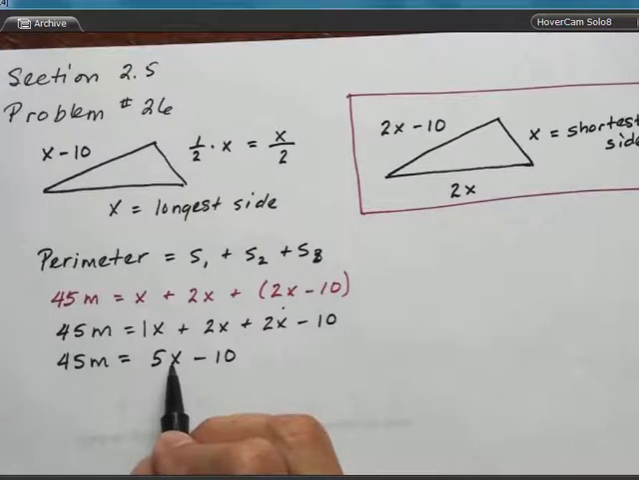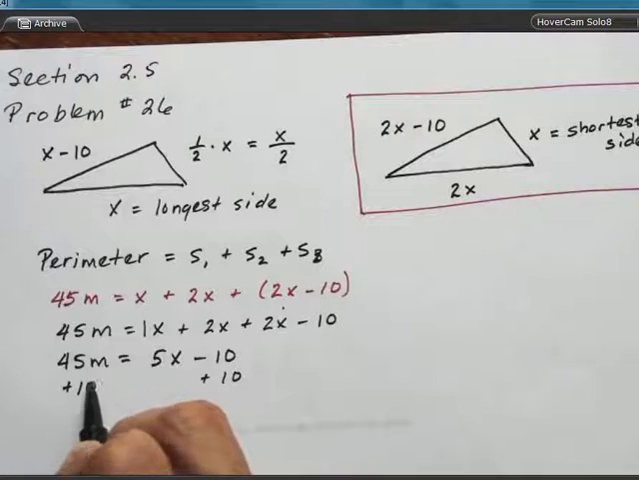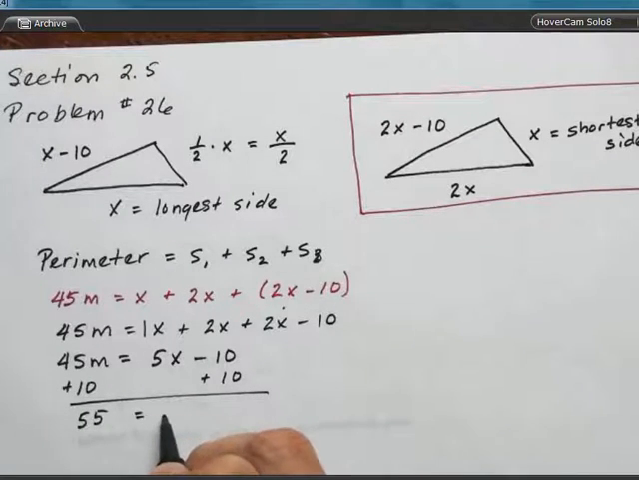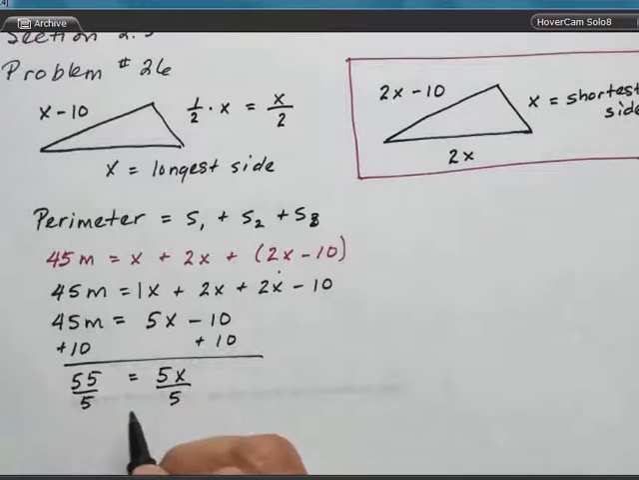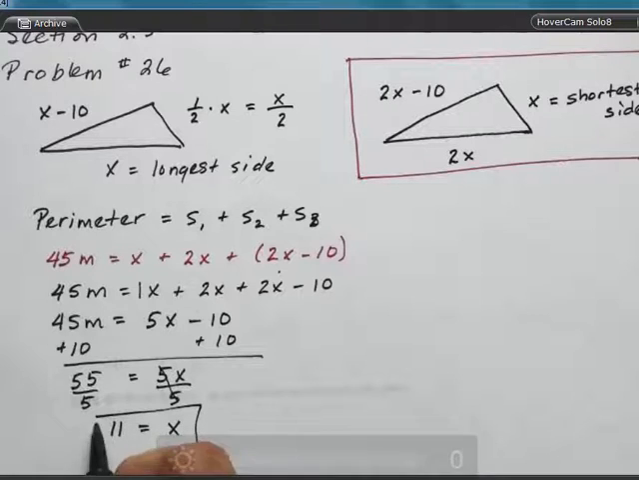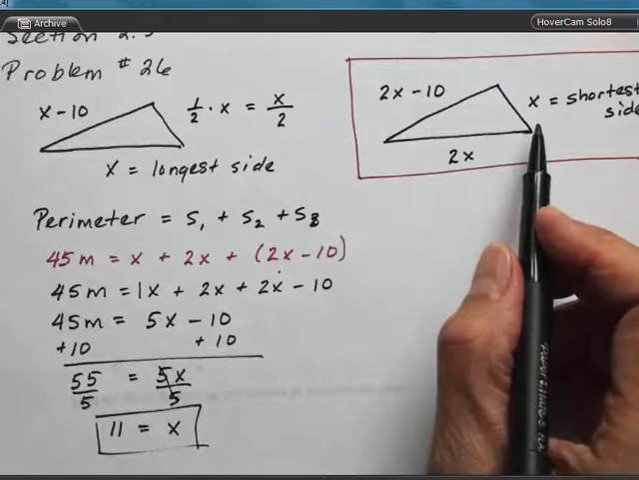Okay, I want to try to get x by itself, so I'm going to add 10 to both sides. I end up with 55 equals 5x, and then I'm trying to solve for x, so I'm going to divide both sides by 5. And when I do that, I end up with x equals 11. So that would be my shortest, or one of my sides, side 1.